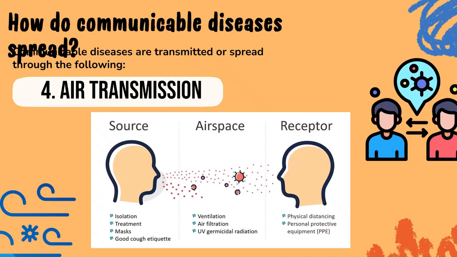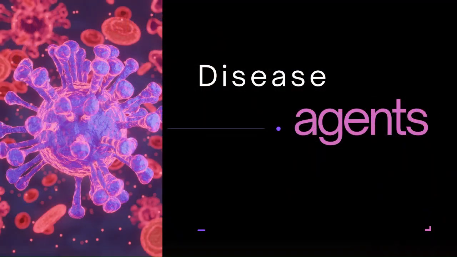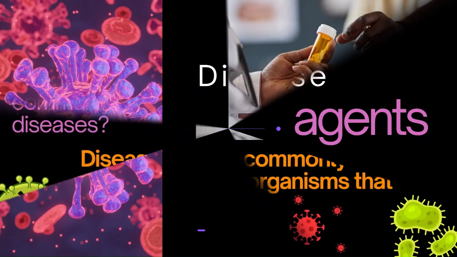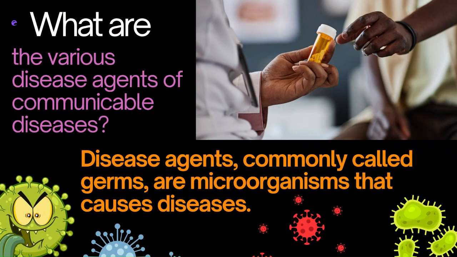Now that we know how communicable diseases spread, let's talk about the different disease agents that cause them. When we say disease agents, we mean the tiny living things or microorganisms that enter our body and make us sick. These germs are too small to see with our eyes, but they can cause many kinds of illness. We have four main types of disease agents. Let's go through each one together.